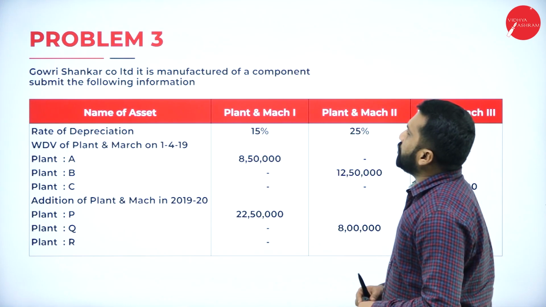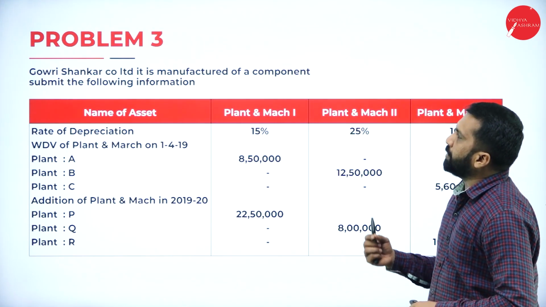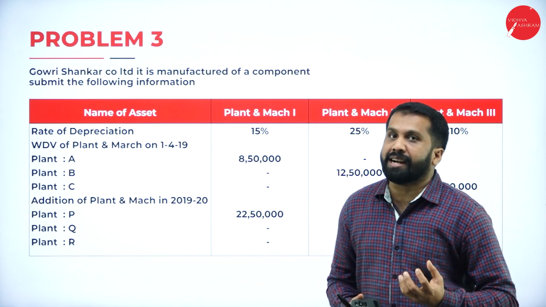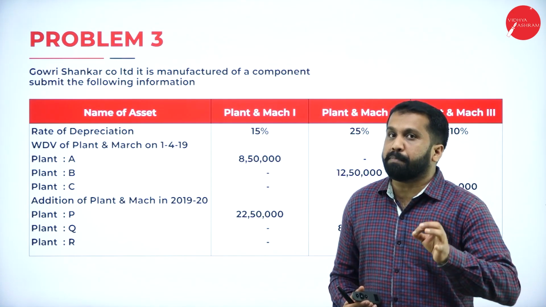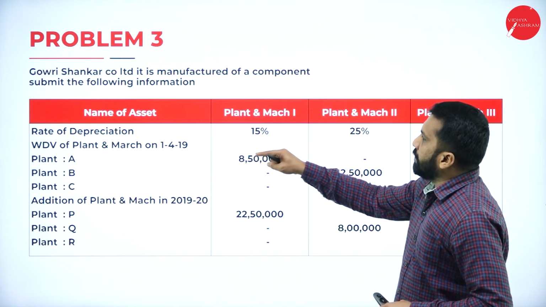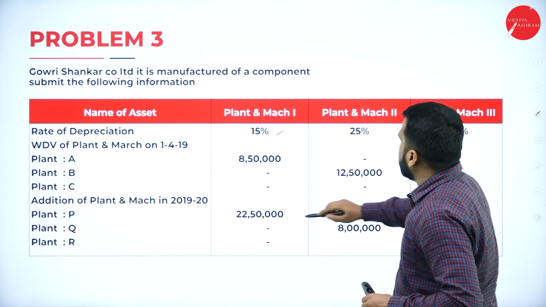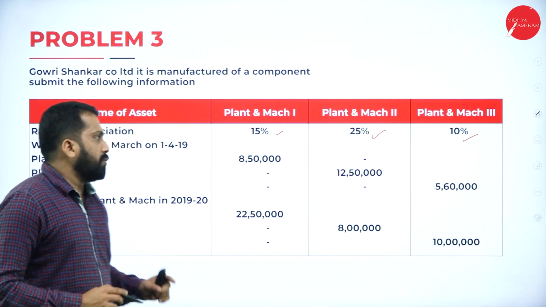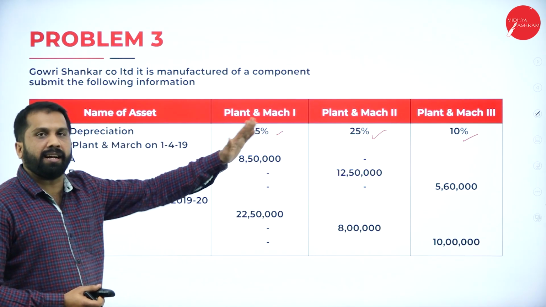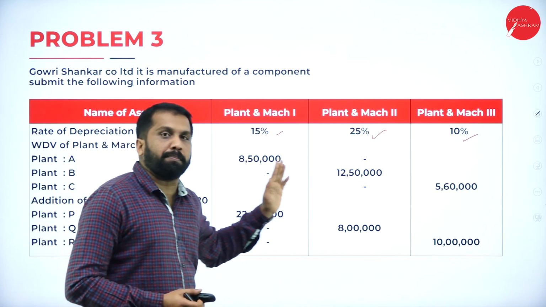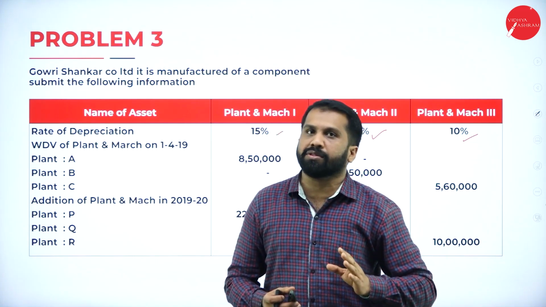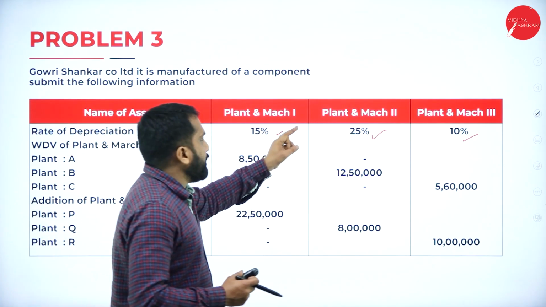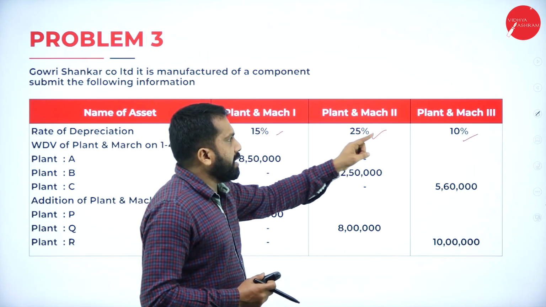In this, Gauri Shankar Company Limited is a manufacturer of a component. They submit the following information. As I told you, we have to consider it as block of asset on the basis of the percentage. As per this, the rate of depreciation they have given is 15%, 25% and 10%. There are three kinds of percentages, so we can assume first, second and third. We have to see not only the percentage, we have to see the name of the asset also. As per this, it is plant and machinery 1, plant and machinery 2, plant and machinery 3.